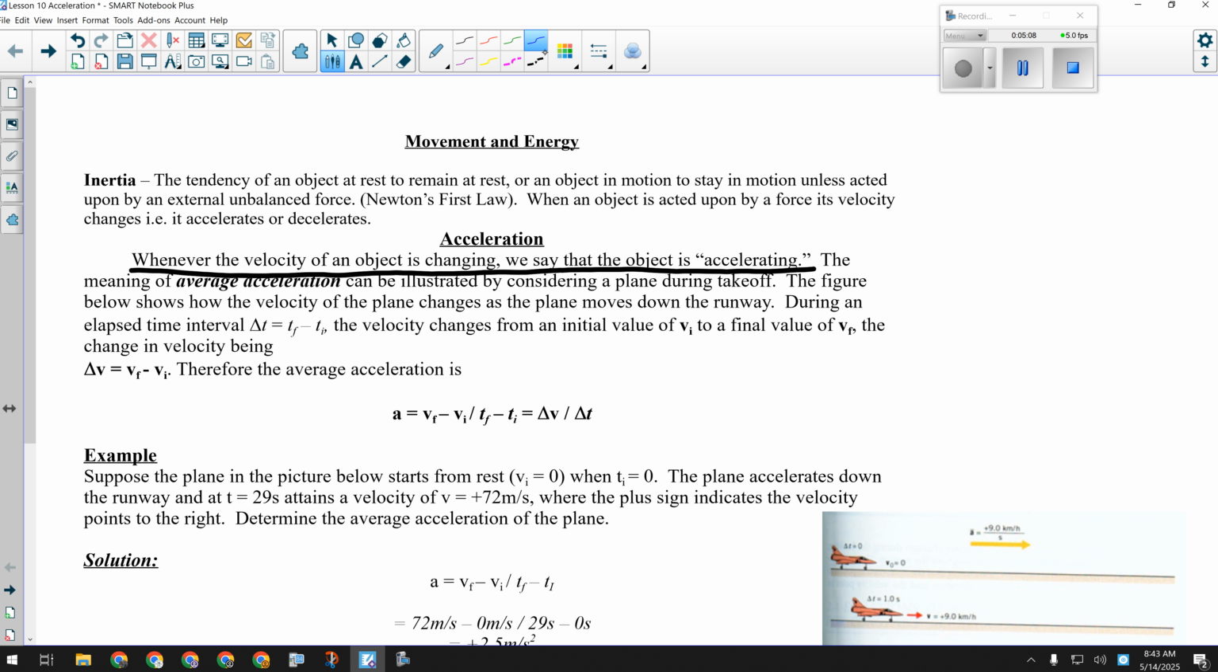In physics, we only use the term accelerate. In common language, accelerate means to go faster. In physics terms, accelerate means any change in velocity, speeding up or slowing down. Doesn't make any difference. Even, believe it or not, turning. Even if I go through a turn at 20 kilometers per hour, I'm still accelerating. Why would that be?